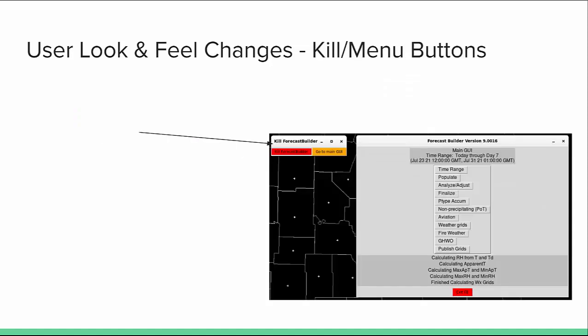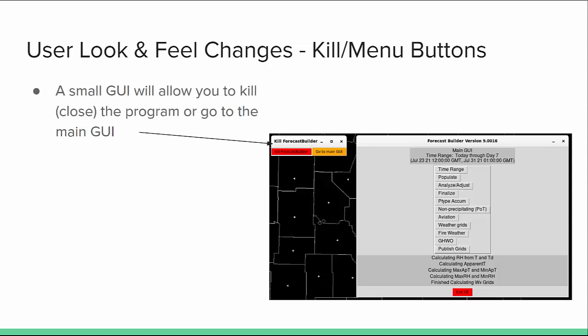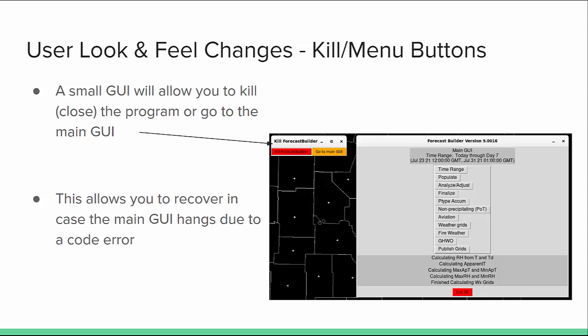Another item that we have added is this small little GUI that will reside behind the main ForecastBuilder GUI that says Kill ForecastBuilder. This is there in the event that there would be some sort of GUI hang due to code error, or maybe there's something going on with Cave itself that's causing ForecastBuilder to hang for you. So if you just hit that kill button, it will get you out of the ForecastBuilder program entirely.